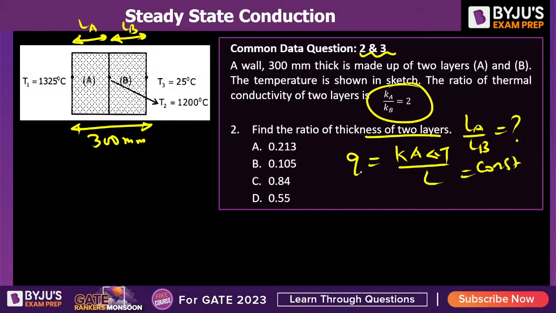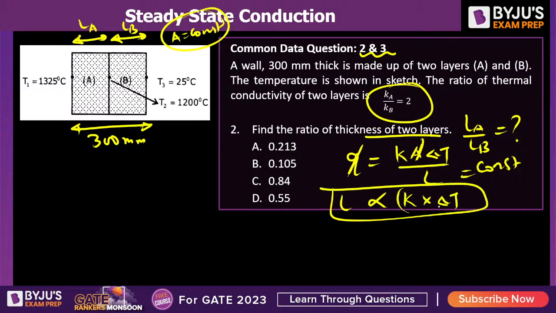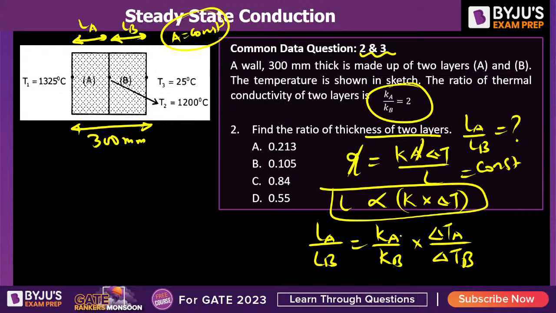What is the answer to question number 2? Q is constant and area is also constant. The area which is normal to the direction of conduction is constant. If area is constant, Q is constant. So we can say L is proportional to K into delta T. That is the relation. And LA by LB will be equal to Ka by Kb into delta TA by delta TB. That will give you the answer.